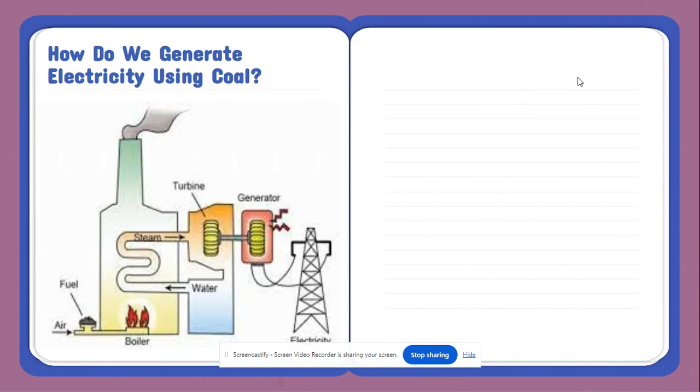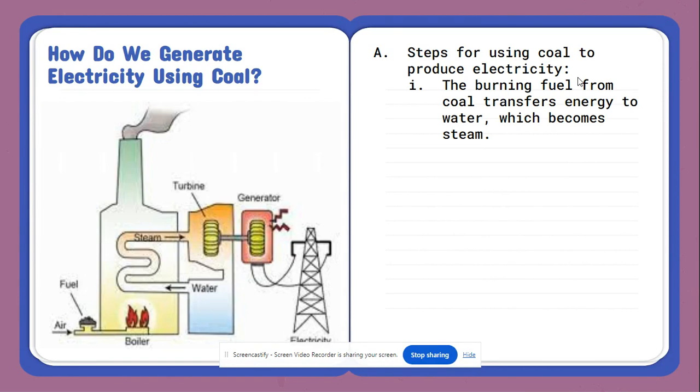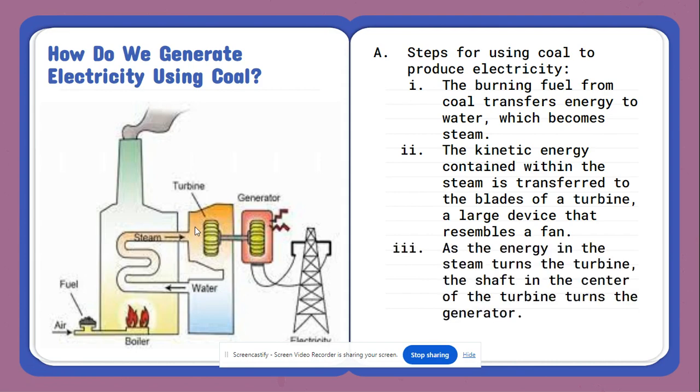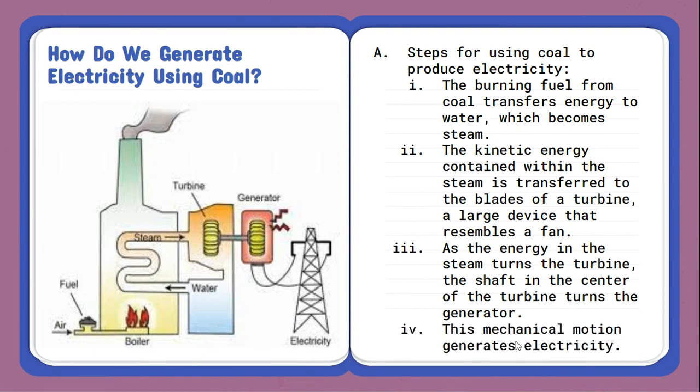Here we're going to talk about how we generate electricity specifically using coal. In our first step, we're going to combust or burn our coal source, and that energy, or at least heat energy, is going to turn water into steam. That steam is going to produce kinetic energy, which is then going to turn the blades of a turbine, and you can kind of see that in this diagram here. As the energy in the steam turns that turbine, it winds up turning a generator, and eventually that generator is what's going to generate electricity and be delivered outwards via an electrical grid.